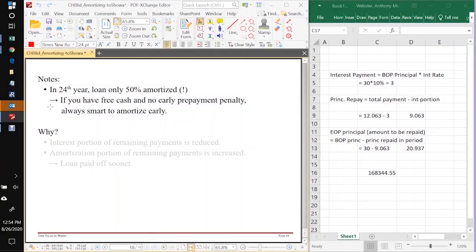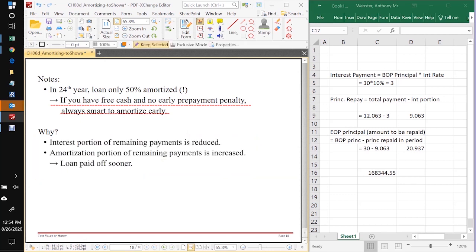Okay, so this has some implications here that basically if you have some free cash burning a hole in your pocket or your hedge fund's cash account, it's always smart to amortize early, and there are several reasons for that, but the key reason is you can pay the loan off sooner, and then you own the property free and clear sooner. All right, that's it for this chapter on amortization of uniform cash flow projects.